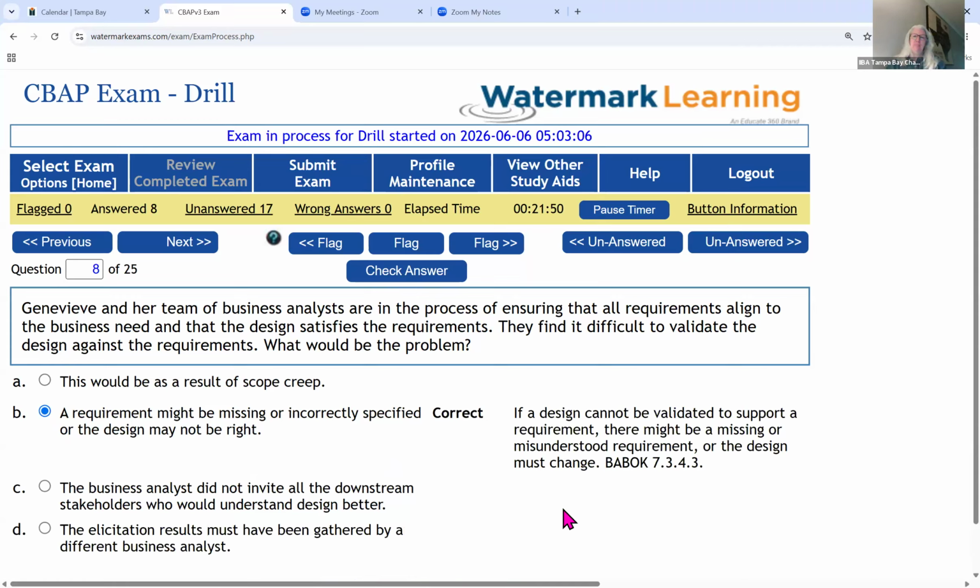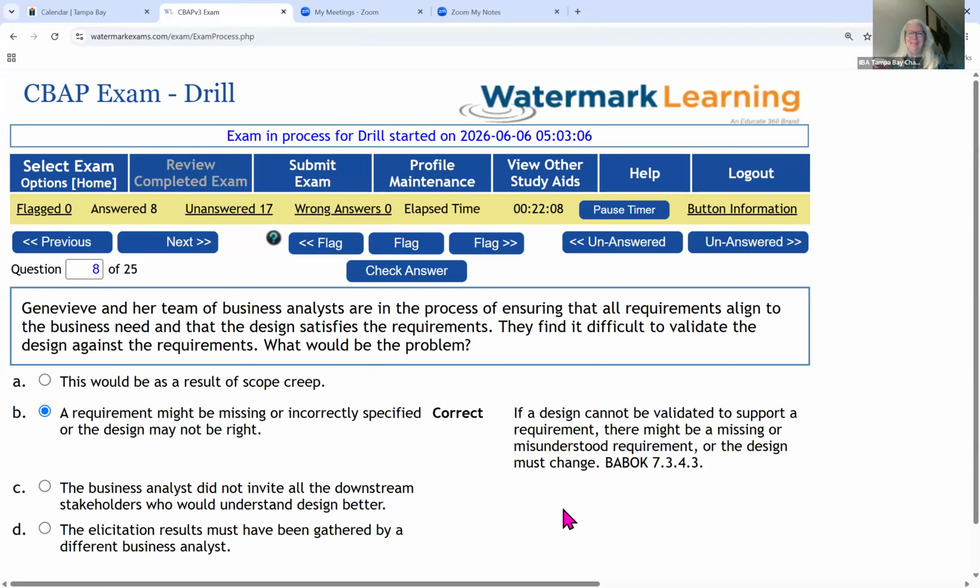If a design cannot be validated to support a requirement, which basically means we built this and it doesn't meet this thing, there might be a missing or misunderstood requirement, or the design must change. Do y'all know the term gold plating?